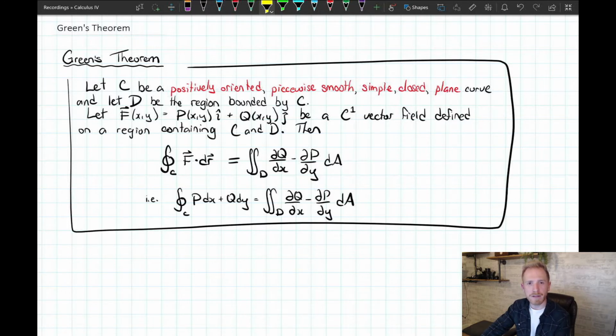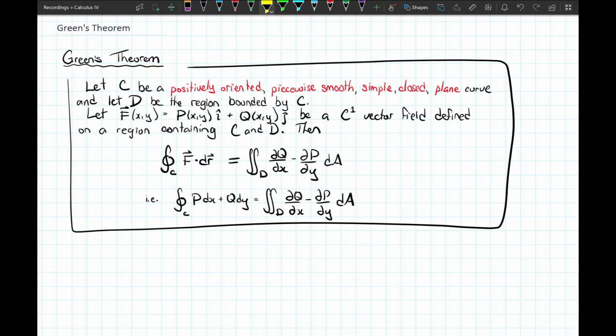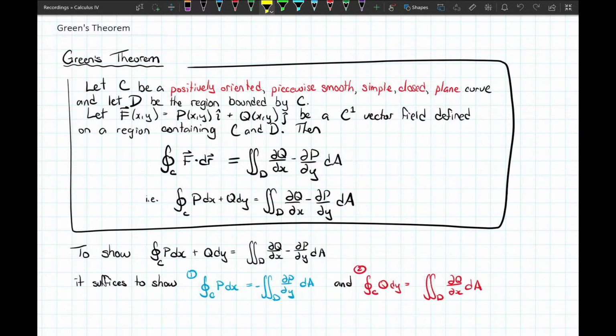But we can do that even in more efficient terms by just splitting this integral up into the component-wise parts, dx and dy. In order to show that this line integral is equal to the double integral on the right-hand side, it would suffice to show that this line integral, P dx, just looking at the x components here, is going to be equal to the double integral of the partial derivative of P with respect to y, with a little negative sign there, and also our second component, the line integral with Q dy, is equal to the double integral of the partial derivative of Q with respect to x.